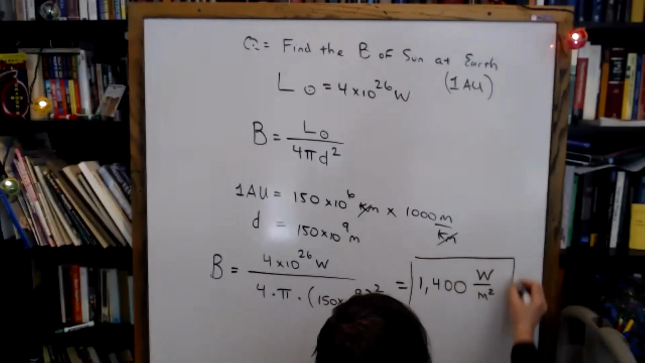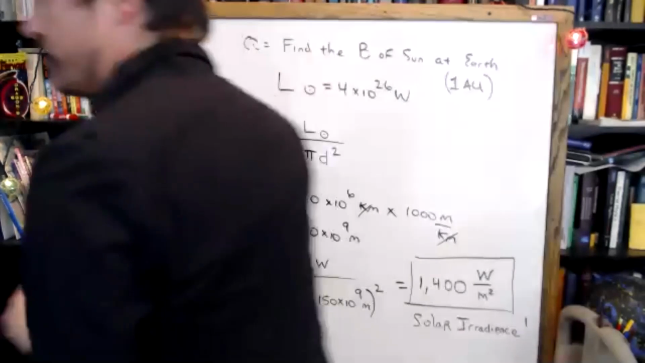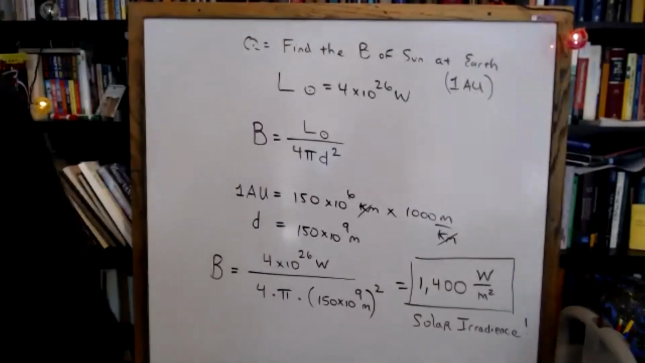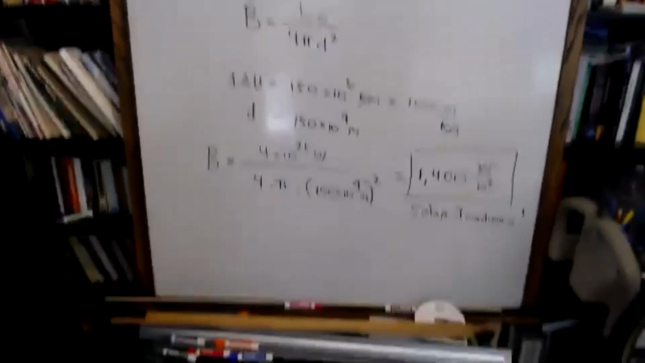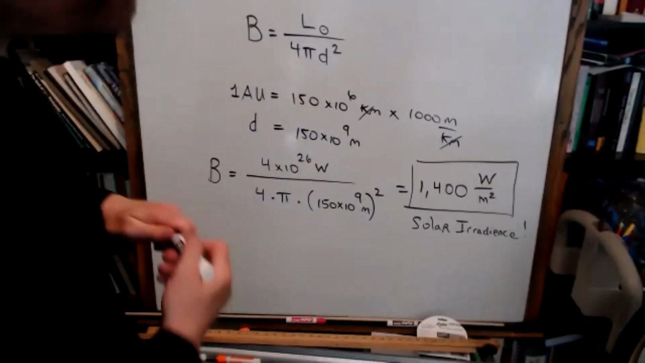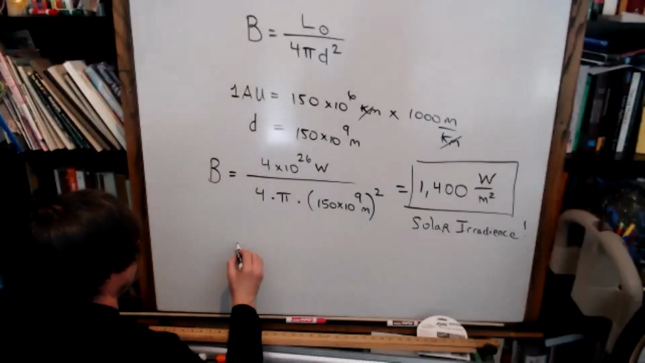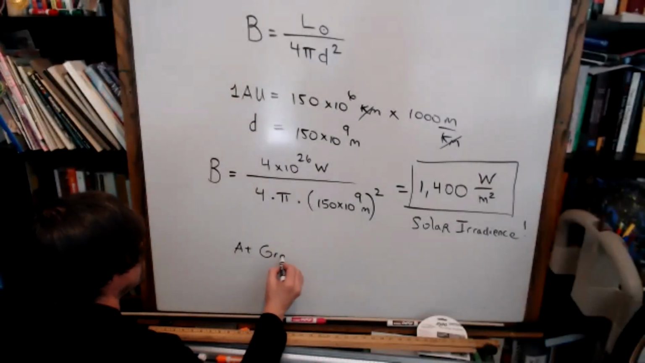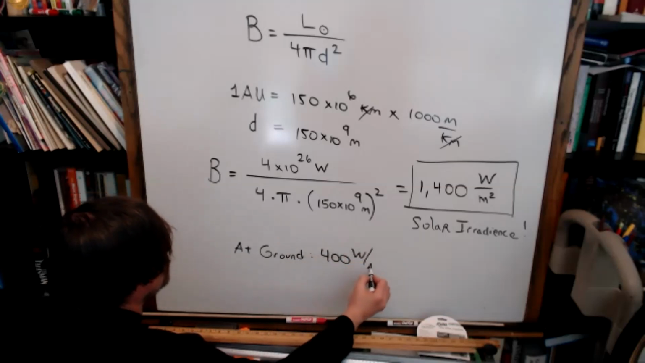This is a famous number in physics and engineering. It's known as the solar irradiance. The solar irradiance tells you how much energy a perfect solar panel pointed towards the sun could get above Earth's atmosphere. Anyone want to guess what it is by the time it makes it to the ground and passes through our atmosphere? The solar irradiance is from space. At the ground, it's been reduced to 400 watts per meter squared.